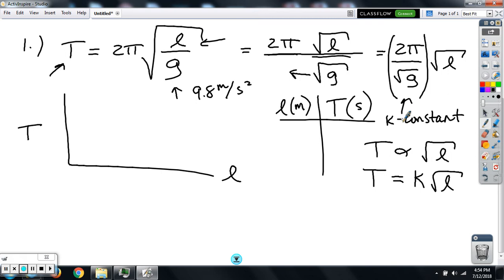But now, knowing that this is the relationship, you can make a prediction about what the shape of the graph will look like. If this is t and this is L, a t proportional to the square root of L, well, what's y equals square root of x? That's the curve.